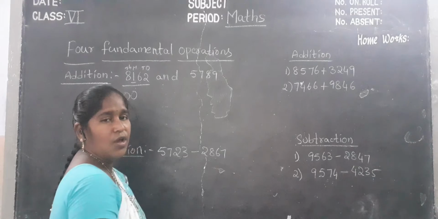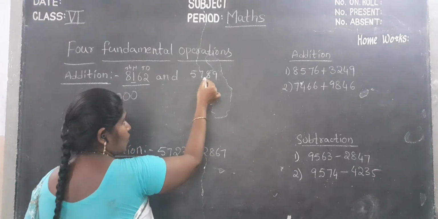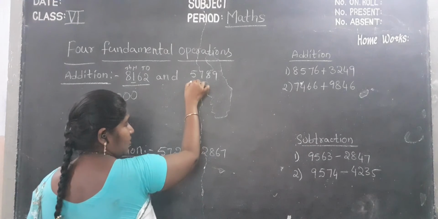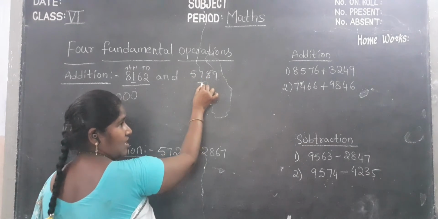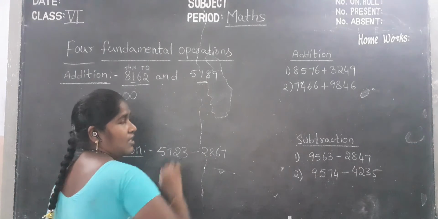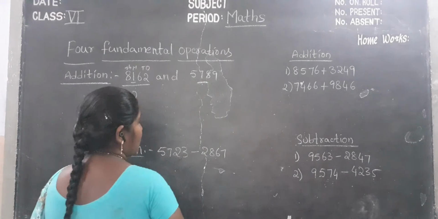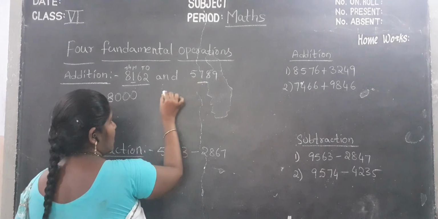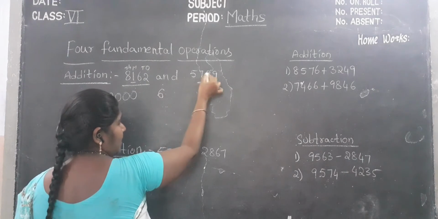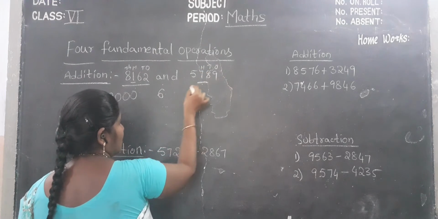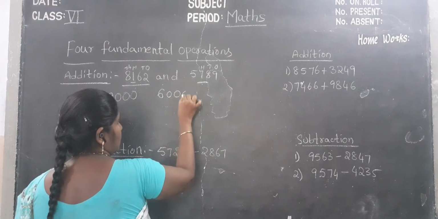And the next one is 5789. So we want to write the nearest thousands place. We want to observe the right side of the thousands place. That one is 7. So 7 is less than 5 or greater than 5, children? Greater than 5. Greater than 5 means we add plus 1 to this number. That one is 6. And keep all the digits, ones, tens, hundreds, as 0.